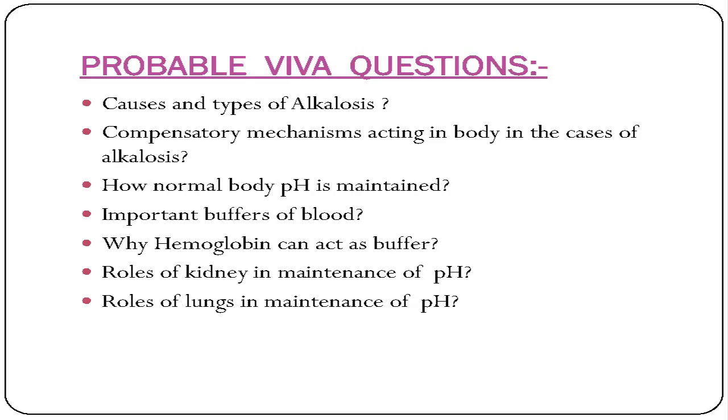They may ask how the normal body pH is maintained, the important buffer systems in the body, why hemoglobin can act as a buffer, the role of kidney in maintenance of pH, and the role of lungs in maintenance of pH. So these are the important and probable viva questions. All these things have been discussed in the theory classes. I am not going into the details, just mentioning these questions.